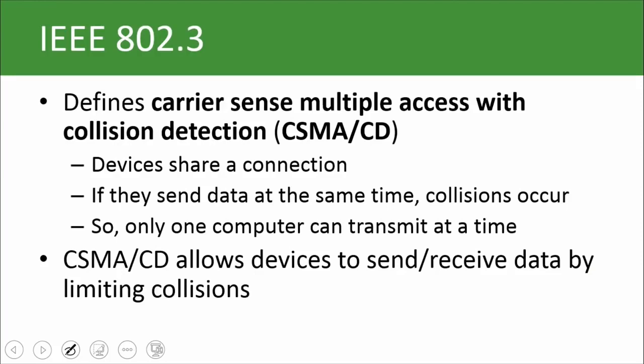802.3 defines something called carrier sense multiple access with collision detection. You'll commonly see this referred to as a pretty lengthy acronym, CSMA/CD. What happens with CSMA/CD is that devices share a connection, and if they send data at the same time on that connection, collisions can occur. Think of this as if you're traveling down a one-lane road, driving a car, and a friend's driving in a car in the opposite direction, so you're both driving towards each other, and you couldn't peel off to the left or to the right, you would run into each other. That would be a bad thing.